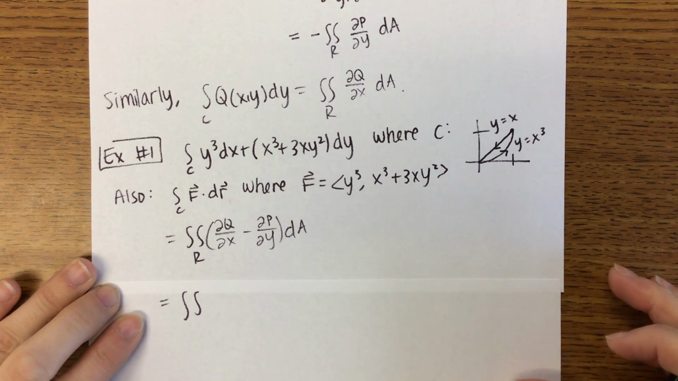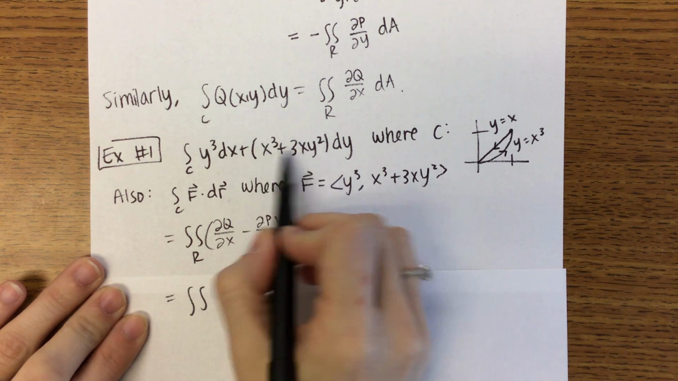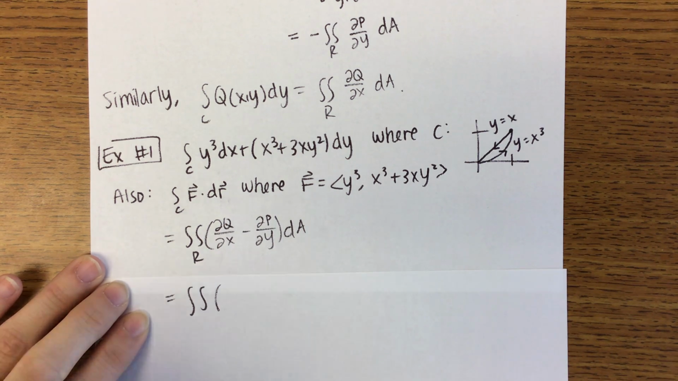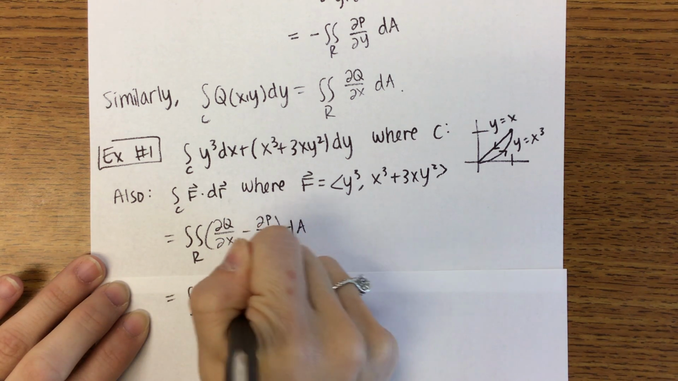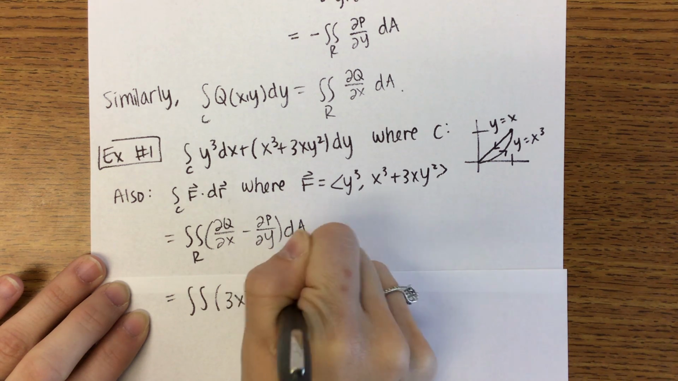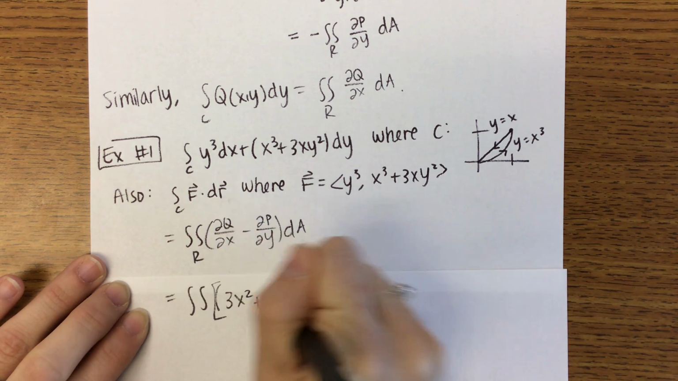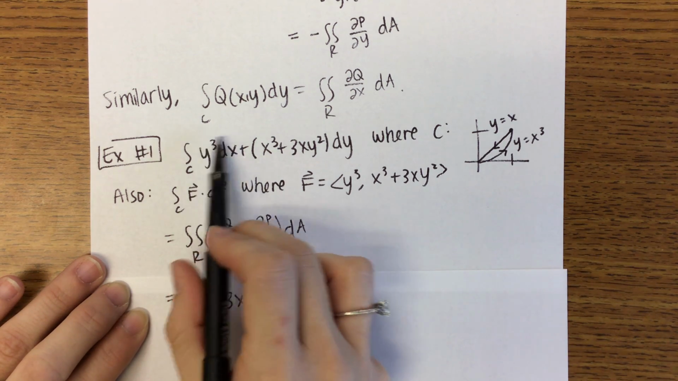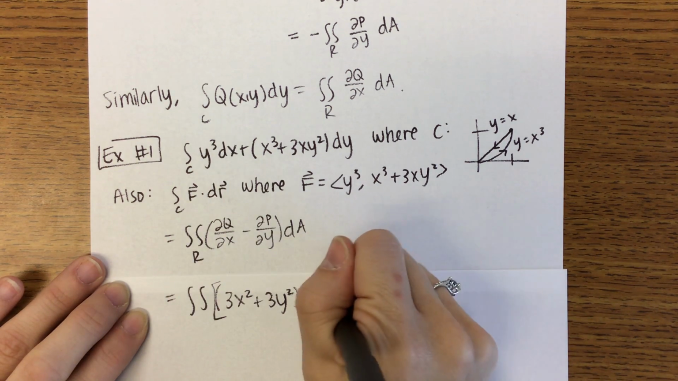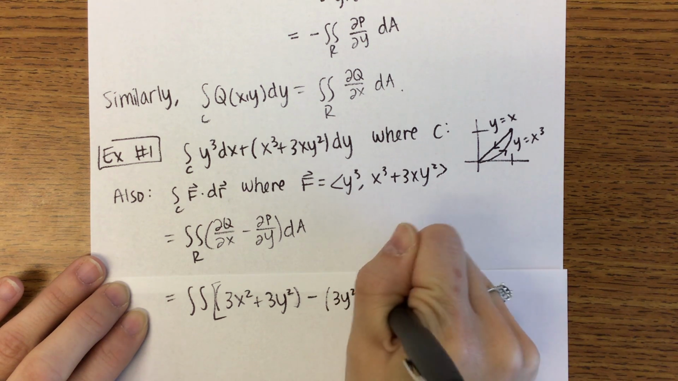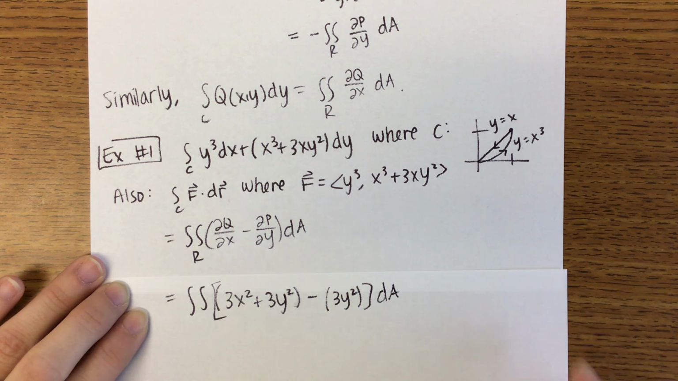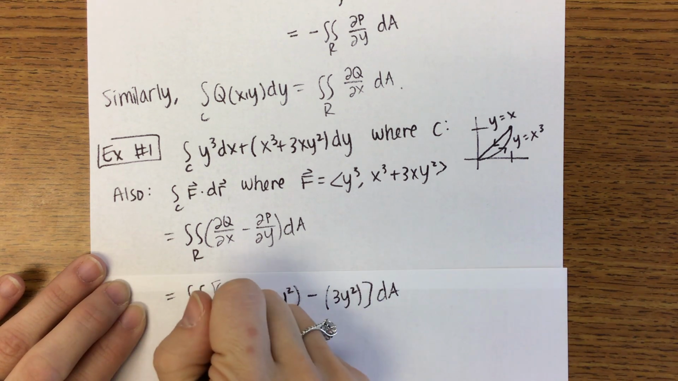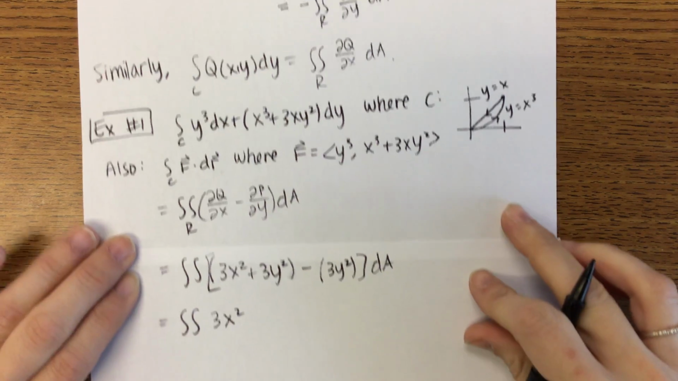Okay, partial of q with respect to x, that's this one right here. So take the partial with respect to x. When you do, you get 3x squared plus 3y squared. Subtract partial of p with respect to y, which is this one. So that'll be 3y squared dA. So it ends up being double integral of 3x squared.